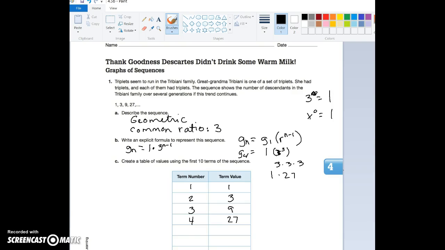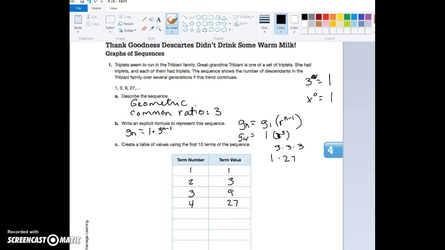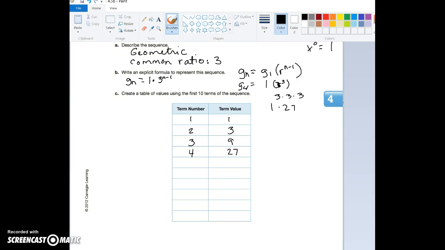So now what I'd like you to do, using whatever method you'd like, is find terms 5, 6, 7, 8, 9, and 10. If you want to use the recursive, knowing that you multiply times 3 to get to the next one, you can do that. If you want to use the explicit, you can. But either way, I'd like you to fill this in. And please, please use a calculator. I'm going to pause while I fill this in. You pause as well, fill your table in, and then we'll compare.